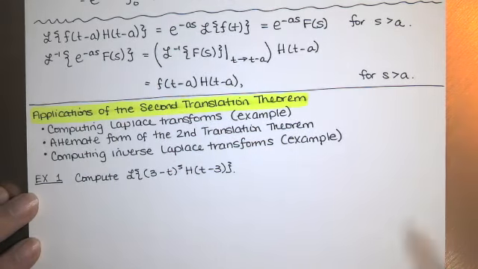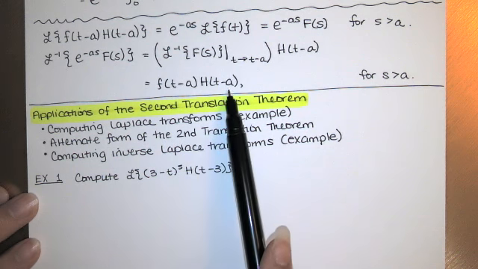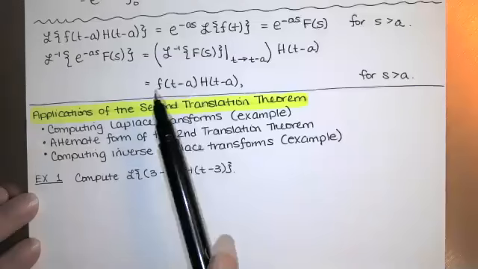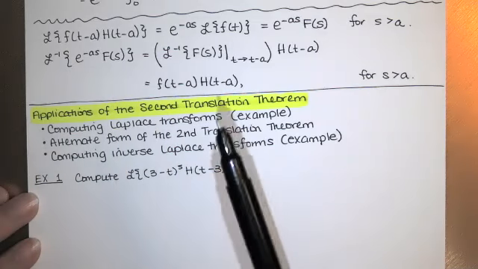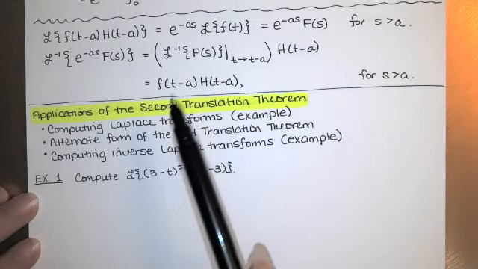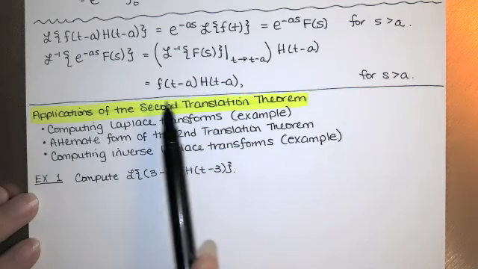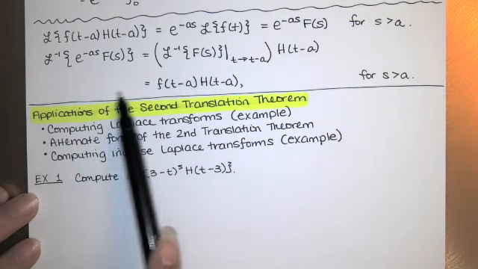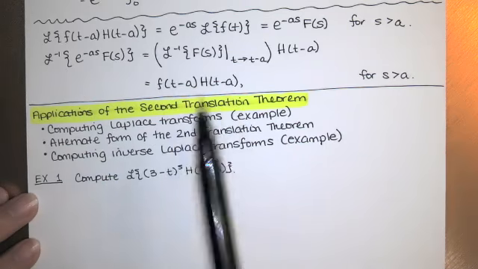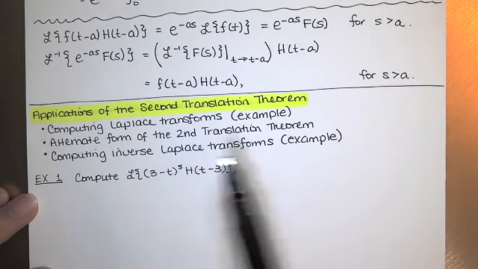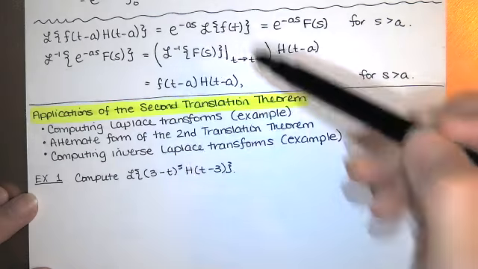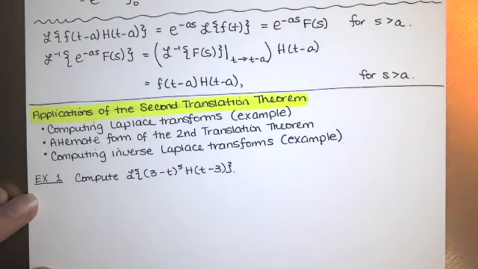We already had a translation theorem which moved that function F(s), a units, along the s axis. This is moving the function f(t), a units along the t-axis first, and then multiplying it by this Heaviside function at t minus a, which just zeroes it out before t equals a. And then after t equals a, that function f(t) appears as it would have appeared had it started at t equals 0.